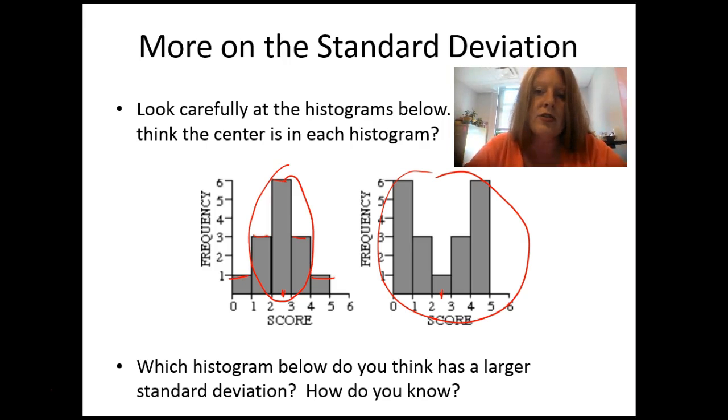Compared to the second distribution where there's some data around the mean, but the majority of the data values fall further away from the mean. So the fact that those values are falling further away, that's increasing the distance of data values from the mean. And that's leading this second graph to have a larger standard deviation.